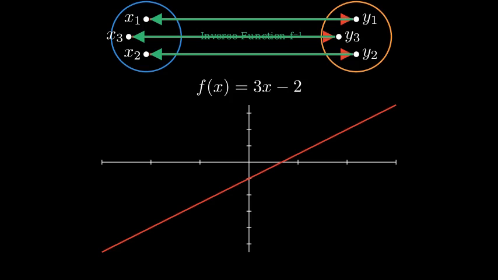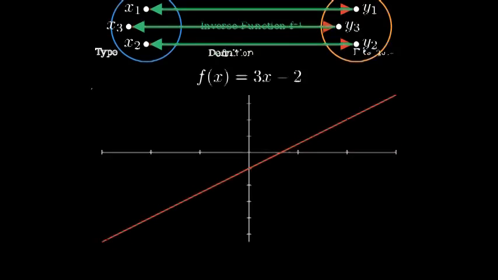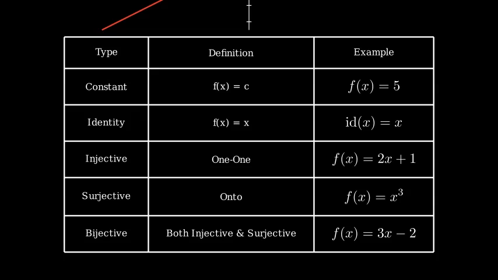Let's summarize what we've learned about different types of functions. A constant function maps all inputs to a single output. An identity function maps every input to itself. A one-one or injective function ensures distinct inputs give distinct outputs. An onto or surjective function ensures every element in the codomain has at least one pre-image in the domain. And finally, a bijective function is both injective and surjective, creating a perfect one-to-one correspondence between the domain and codomain.